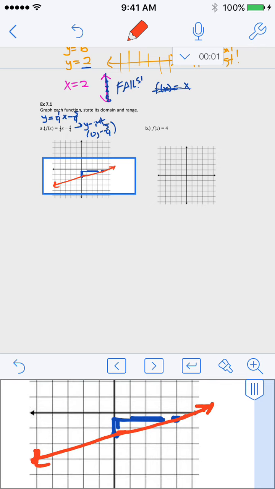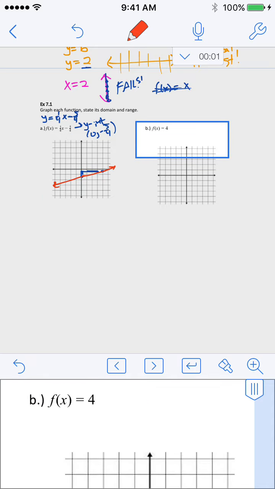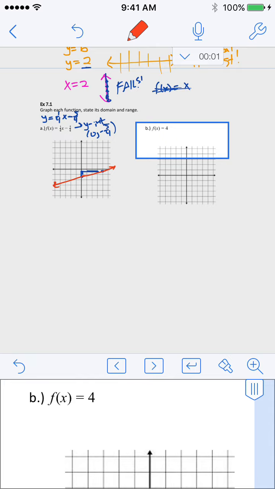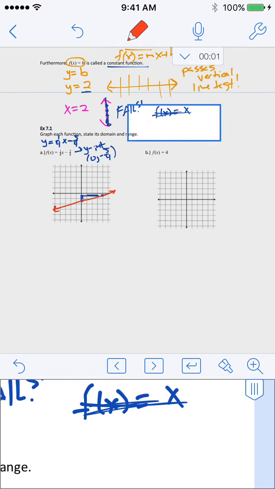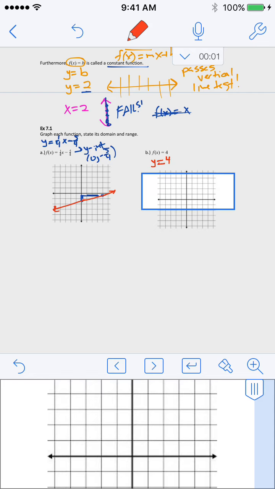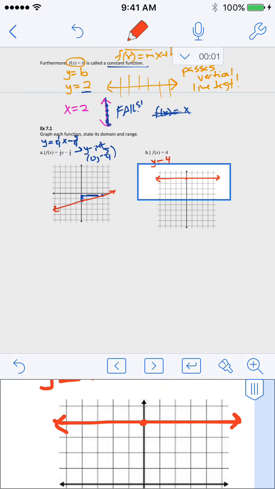Beautiful. Very nice. Alright, the last one, graphing a constant function, f of x equals 4. It's the same thing as graphing a horizontal line, y equals 4, right? Remember, those are always interchangeable. So if you remember how to graph y equals 4, which means you go up and draw a horizontal line through 4, then you know how to graph f of x equals 4. They are the same thing.